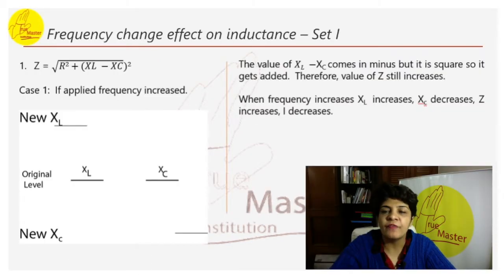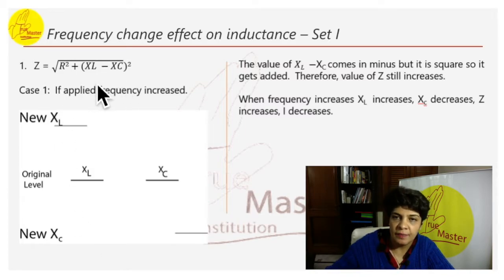Frequency change and its effect on inductance. Now we know the Z formula: impedance Z equals the square root of R square plus (XL minus XC) whole square, where XL is inductive reactance and the value for XL is L omega. XC stands for capacitive reactance and the value is 1 by C omega. Now what happens if the applied frequency is increased or decreased? We know if XL equals XC, this is when it will have minimum impedance.